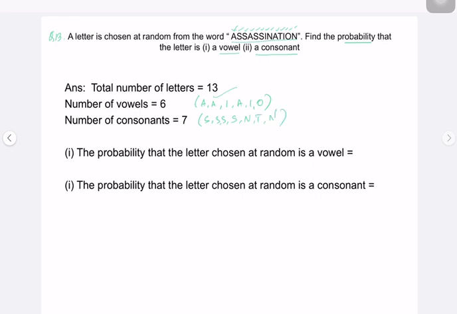So let us find the probability that the letter chosen at random is a vowel. Very simple. Number of favorable outcomes for vowels, 6, and the total number of letters is 13. So 6 by 13. Then next, question number 2. The probability that the letter chosen at random is a consonant is equal to how much? The number of favorable outcomes for consonants is 7. The total number of letters is 13. So the answer is 7 by 13.